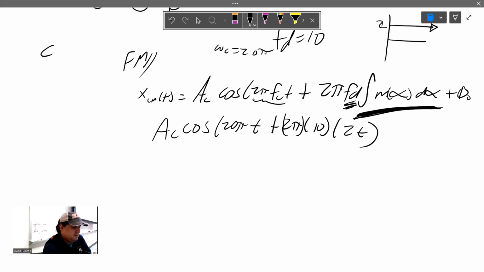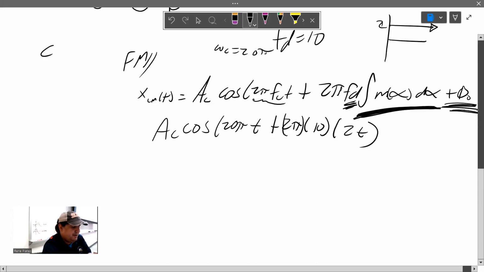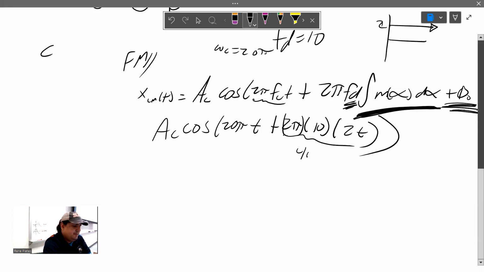No? I think so. Plus this phase shift, which I don't think we need to use here. This becomes 40 pi t. This is 20 pi t. Plus that becomes A_C cosine of 60 pi t.